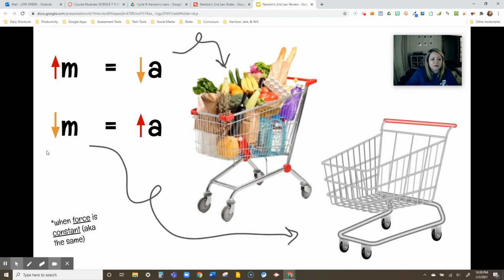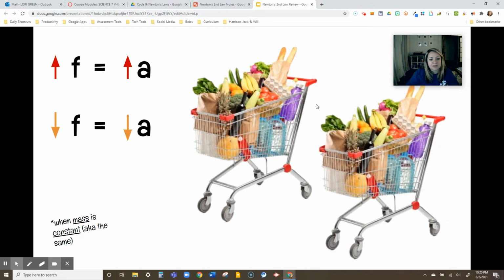What we call this is an inverse proportional relationship. When mass is up, acceleration goes down, and vice versa. Well, let's say you had two shopping carts of equal mass. So the mass is constant in both of these shopping carts. If you want them to go faster, you have to apply more force. The more force you apply, the more acceleration you get. Likewise, the less force you apply, the slower it's going to go. So this is a proportional relationship.